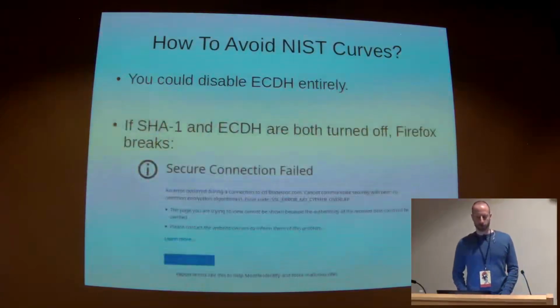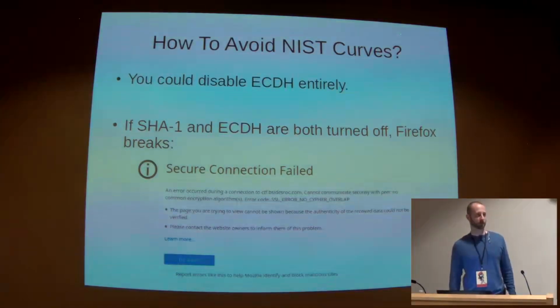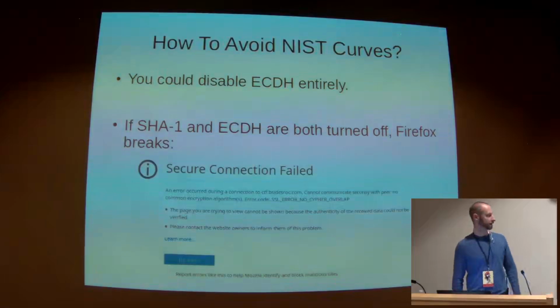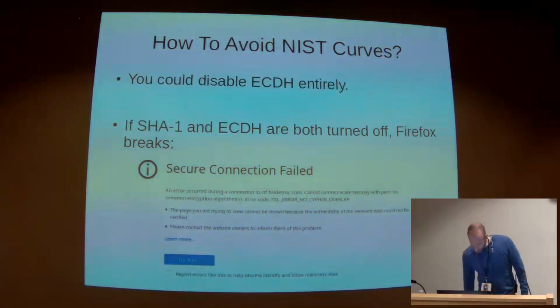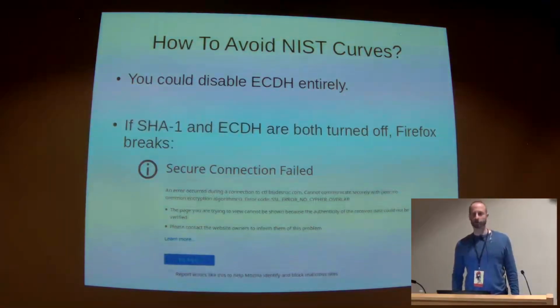So what you could do is disable ECDH entirely. The problem, though, is that you'll break Firefox, because you should have SHA-1 disabled as well, and if you turn off SHA-1 and ECDH, Firefox just has no cipher suites left to communicate, and it gives you that error. It just says no cipher overlap. As of right now, I tested this against Firefox 53, which is pretty new. You cannot turn off ECDH and SHA-1 and support Firefox.